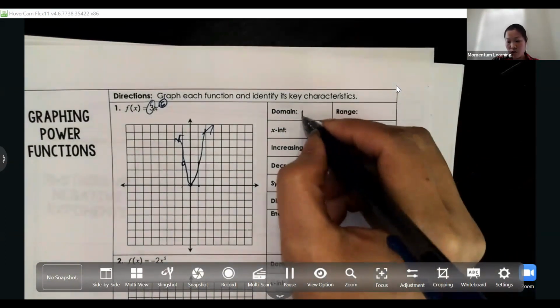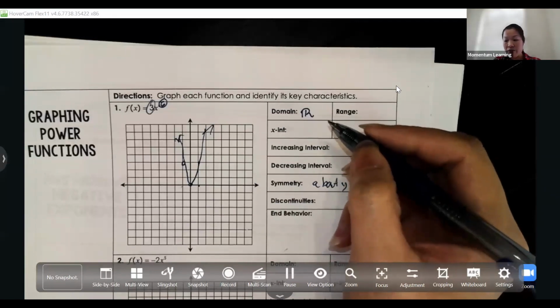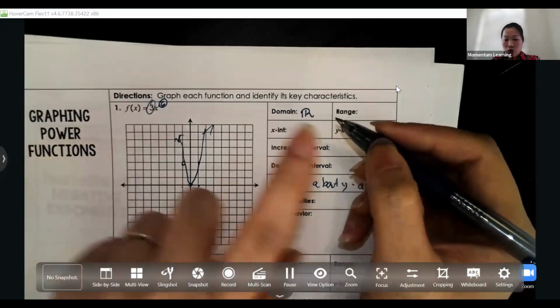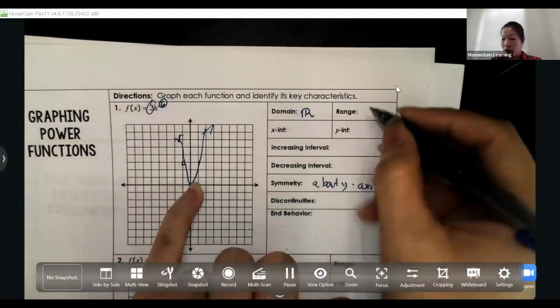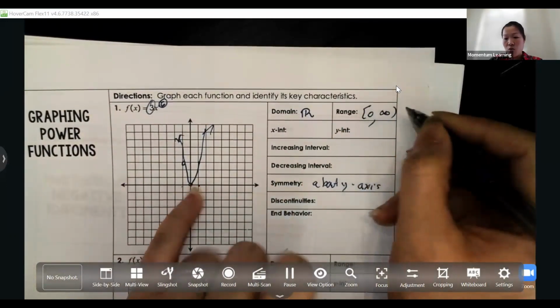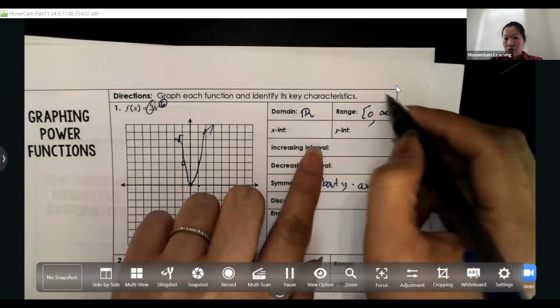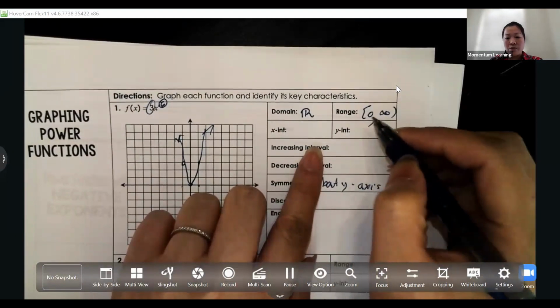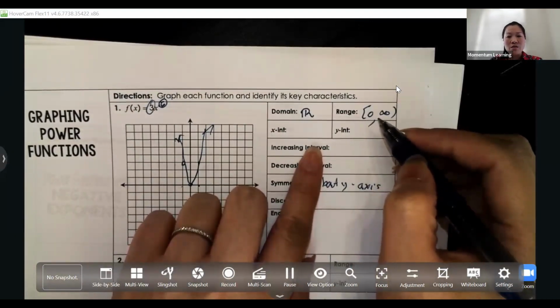Domain for this one, you need to memorize: all real, always, unless we modify the function, but this type of function will always be all real. The range for this one will never be all real. It's always going to be something to infinity or negative infinity to something, including, it's a bracket. Try to write this as interval notation, because College Board likes interval notation more than inequalities.